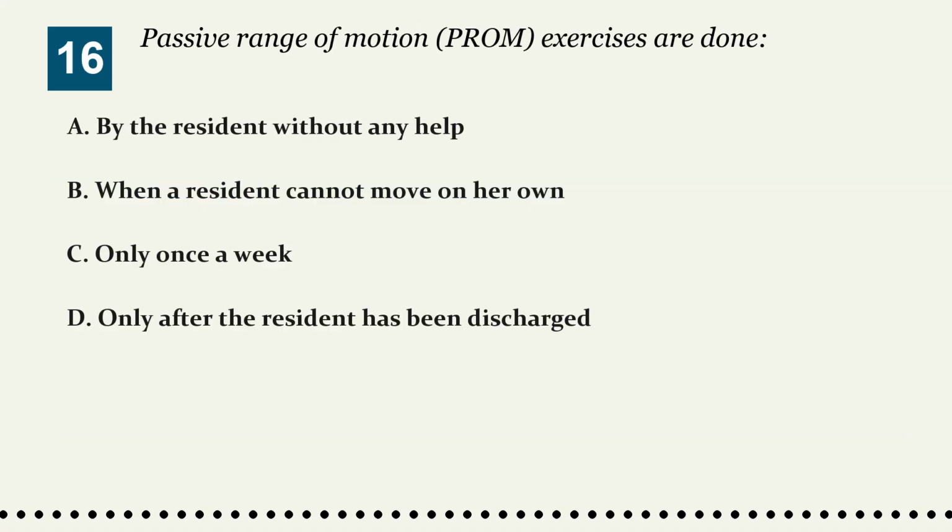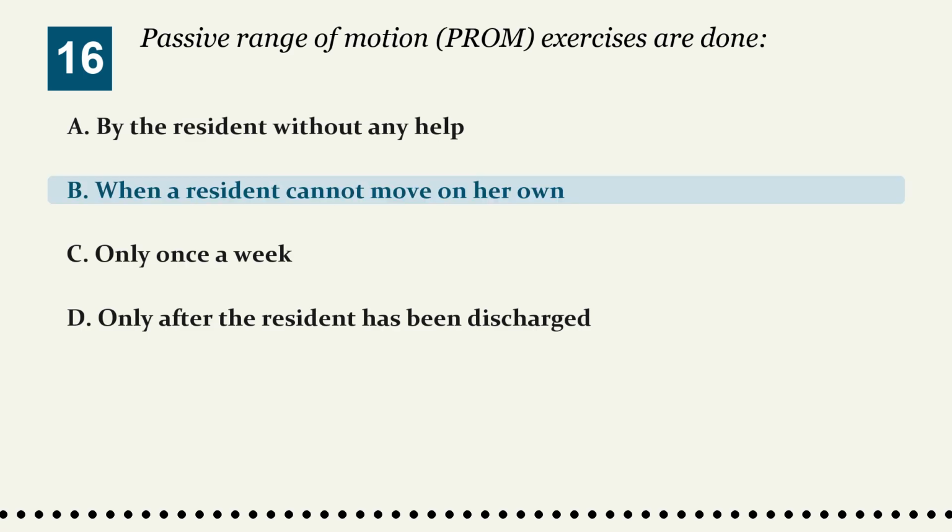Question 16. Passive range of motion, PROM, exercises are done: Option A, by the resident without any help. Option B, when a resident cannot move on her own. Option C, only once a week. Option D, only after the resident has been discharged.